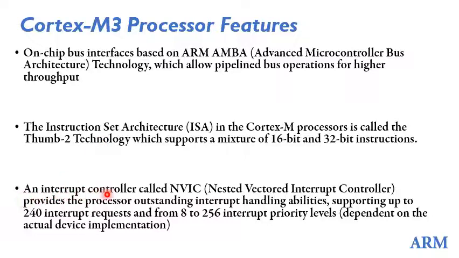There is an interrupt controller called NVIC. NVIC stands for Nested Vectored Interrupt Controller. This provides the processor outstanding interrupt handling capabilities, supporting up to 240 interrupt requests and from 8 to 256 interrupt priority levels. We will learn about this in detail when we deal with interrupts.